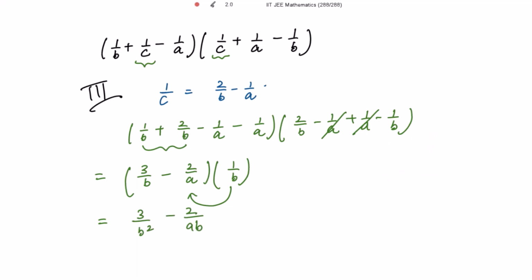So this is the third value we are getting for this product, that is 3 divided by b square minus 2 divided by ab when we are using the value of 1 by c. So we have solved this product in 3 ways by putting the value of 1 by a, 1 by b, 1 by c. So we are getting 3 results. Now let's check the options.